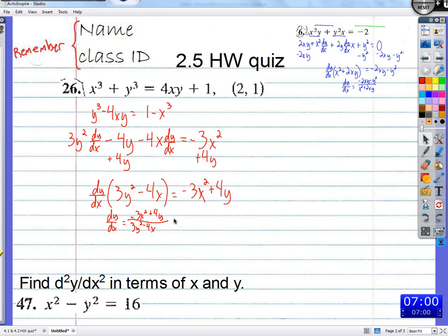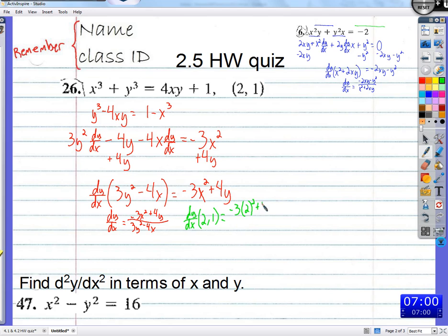But we found the derivative, and for this specific point, 2 might go with several different outputs. But this one, (2, 1), is a solution to this equation, so it is a point on this graph. And so to find the slope, we just plug in 2 for x and 1 for y. So let's do dy/dx at (2, 1). Weird notation, but it's acceptable.